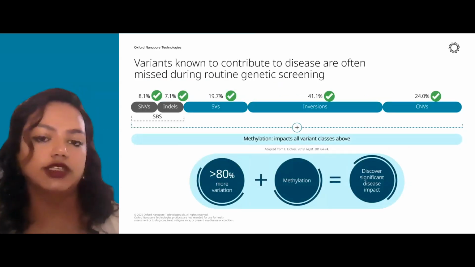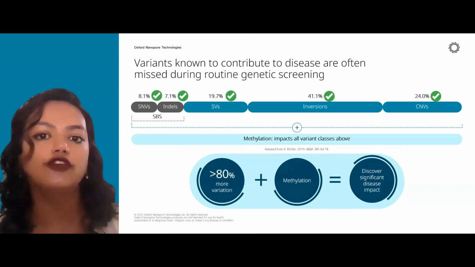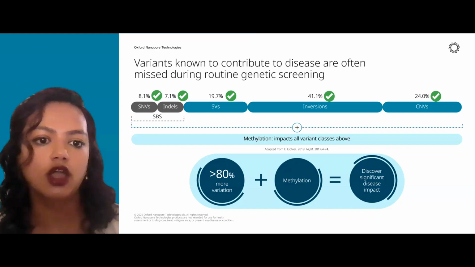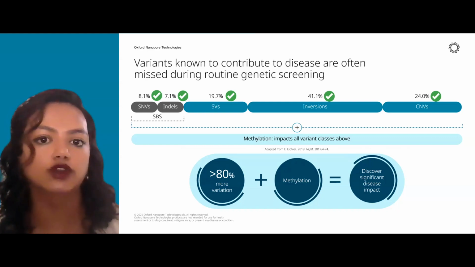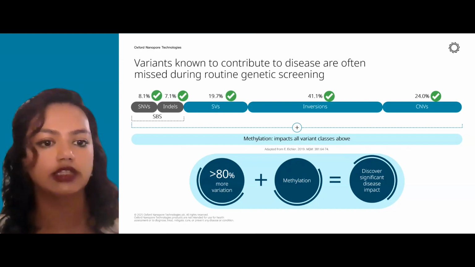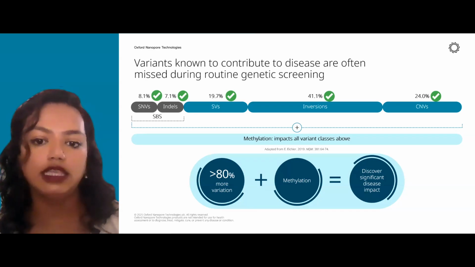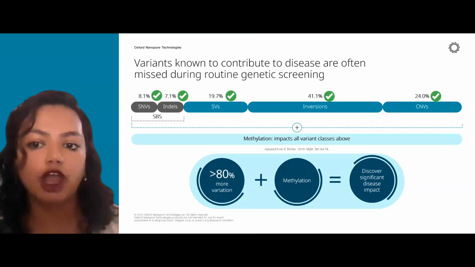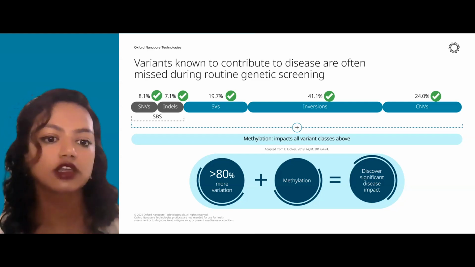One of the biggest challenges in genetic screening today is that traditional technologies often miss critical variants. While they can capture simple changes like single nucleotide variants or small indels, they struggle to detect larger structural variants, such as inversions or copy number variations. And these larger changes can have a profound impact on disease mechanisms, yet they're often overlooked.